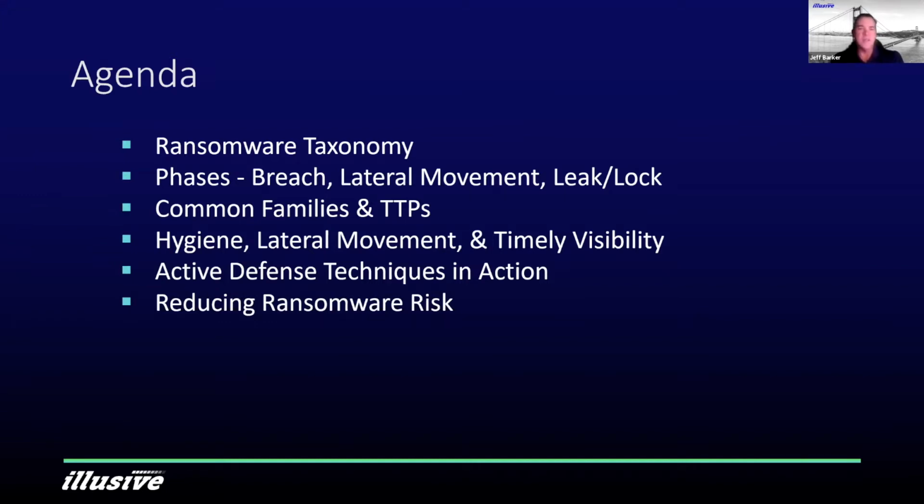Our agenda quickly: we'll talk about different types of ransomware, the major phases, breach, lateral movement, leak and lock, common families and TTPs, hygiene best practices, what we can do for lateral movement and gaining timely visibility into ransomware activities, some active defense techniques, and then a process for reducing ransomware risk. So that's what we're going to talk about today. Tim, you want to jump ahead?